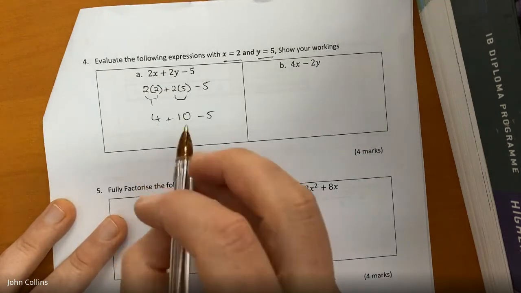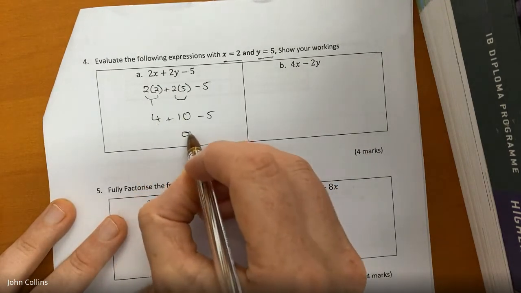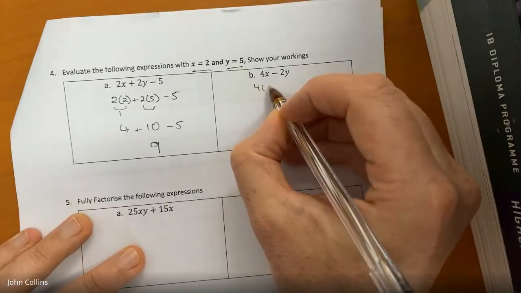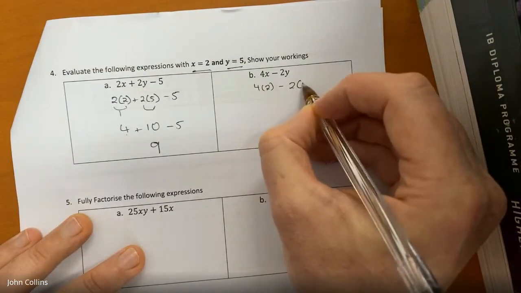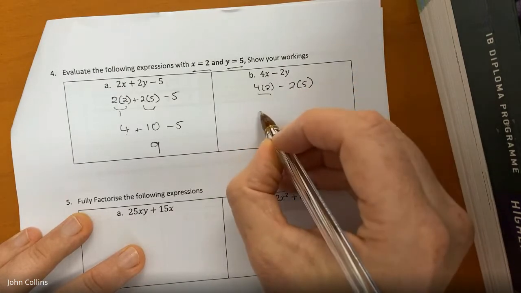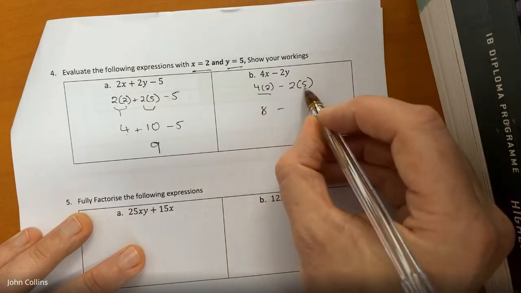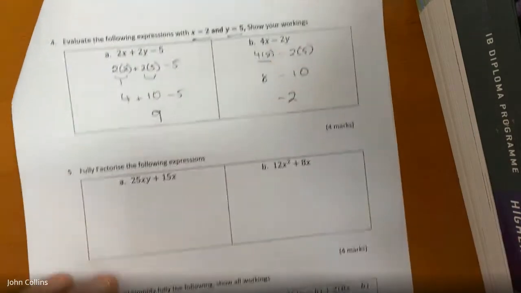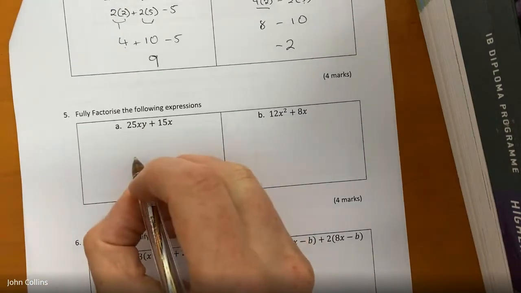So 4 plus 10 is 14, take away 5 is 9. Okay, so 4 times 2 in this case, minus 2 times 5. 4 times 2 here is 8, minus 2 times 5, which is 10. 8 take away 10 is going into the negatives, negative 2.